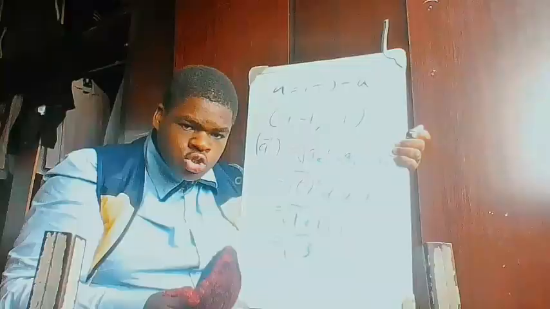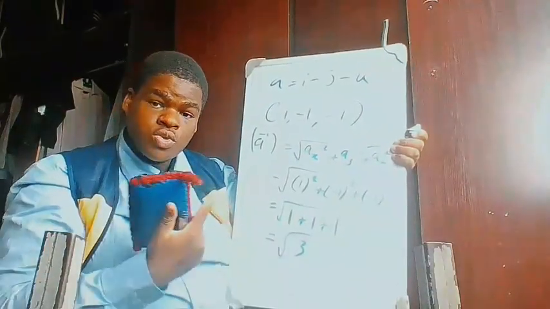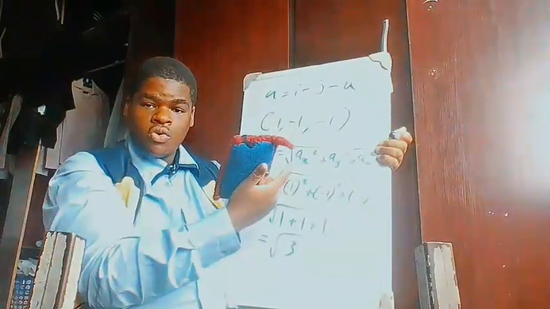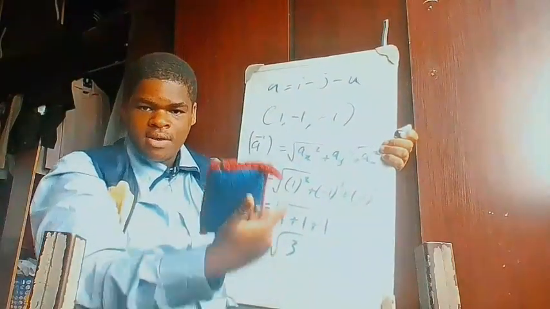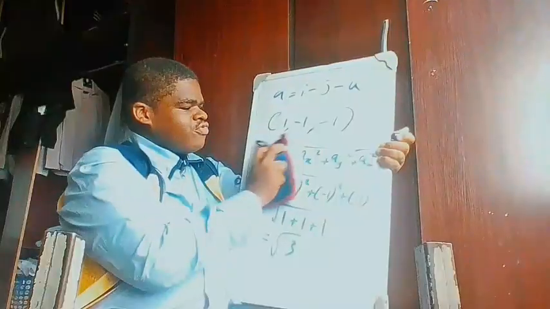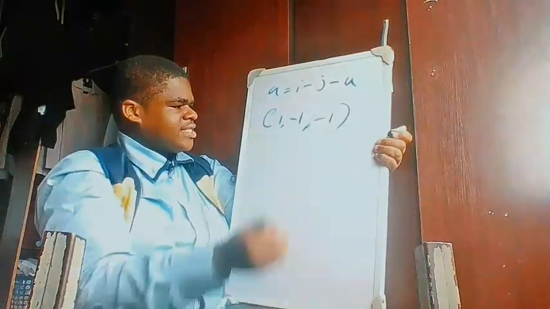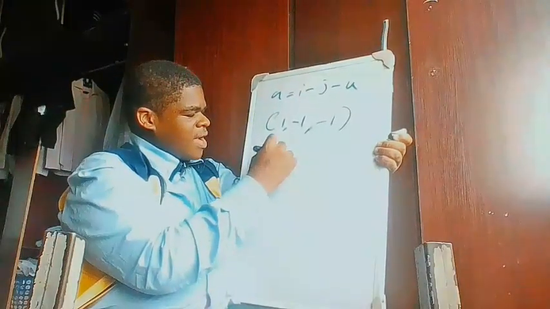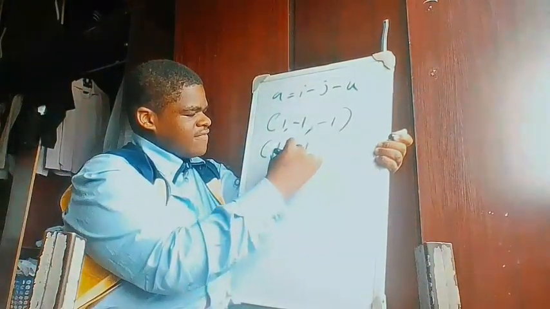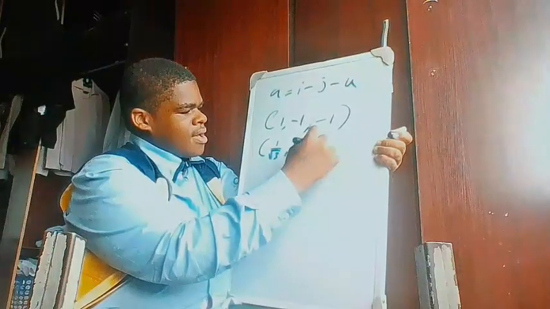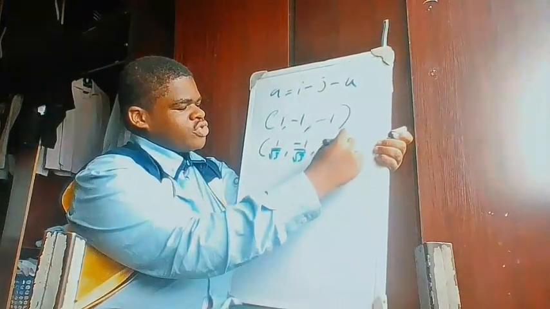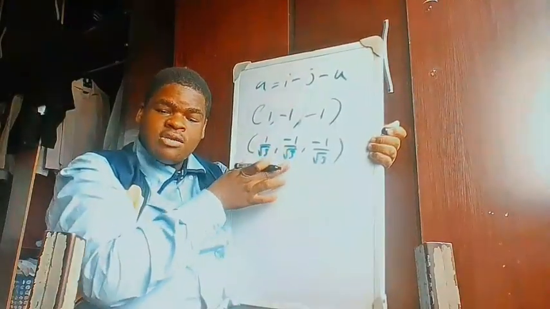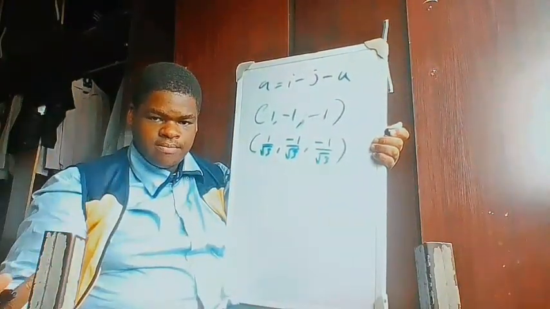So if we want to make this a unit vector, which defines our direction cosine, then we are going to divide our direction ratio by that magnitude. So if we divide this by root 3, what do we get? We get another direction ratio, which is 1 divided by root 3, minus 1 divided by root 3, minus 1 divided by root 3. Now this particular direction ratio, as I explained, is the direction cosine because it has a magnitude of 1. I believe this answers the question.